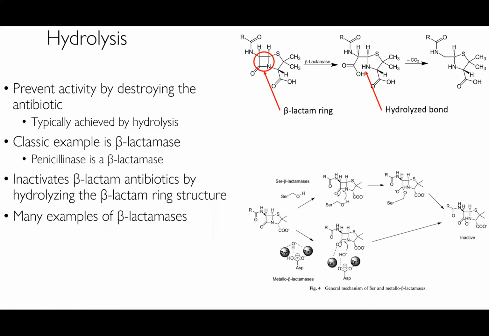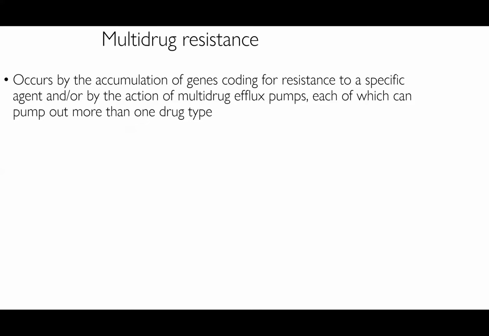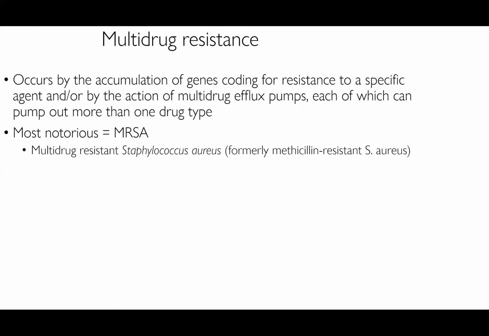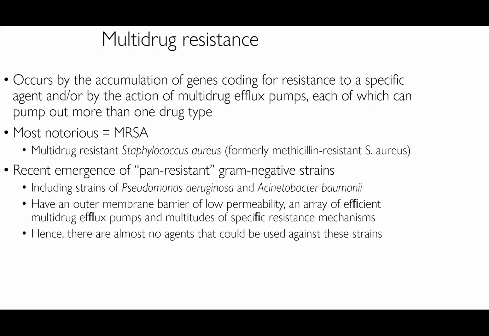Multi-drug resistance is where bacteria accumulate many genes or mutations, or acquire many genes, to essentially allow a bacterium to be resistant to multiple different classes of antibiotics. The most notorious type of bacteria that we know is actually MRSA, multi-drug resistant Staphylococcus aureus, formerly just known as methicillin-resistant Staphylococcus aureus, as we've talked about. We also know that there's been a recent emergence of pan-resistant gram-negative strains. These include bacteria like Pseudomonas aeruginosa and Acinetobacter baumannii.